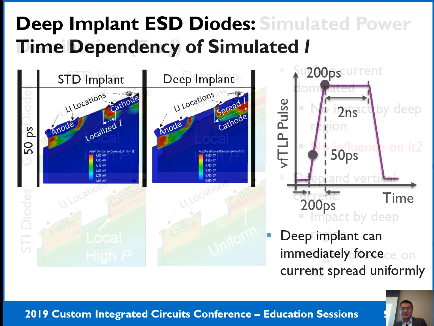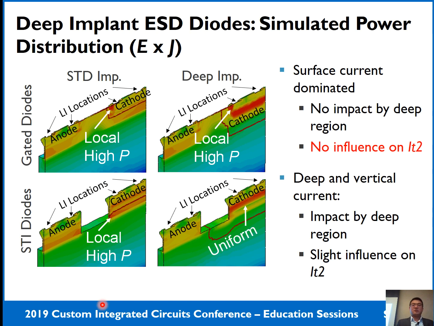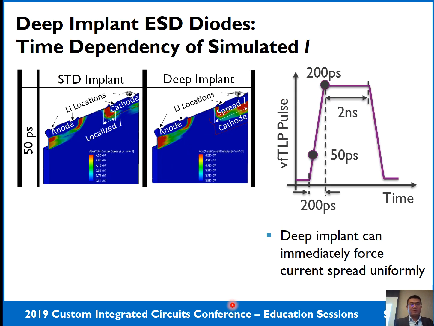Okay, sorry. So in the STI diode, due to a deeper and vertical current path, you will be impacted by this deeper junction region. So that's why you get this 10% IT2 enhancement. But the deep implant indeed has some benefit to the gated diode, but only in the very fast TLP.